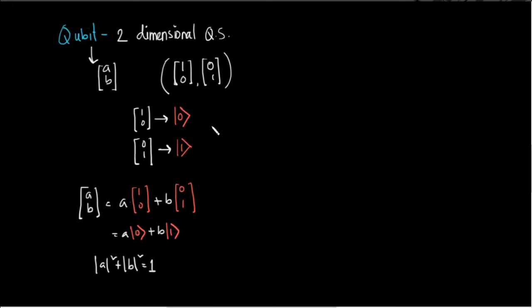This 0 1 basis has a special name in quantum computing. It is called the computational basis. As we saw in our study of vector spaces, the basis of a vector space is not unique. If this can be a basis, we can have other bases as well.